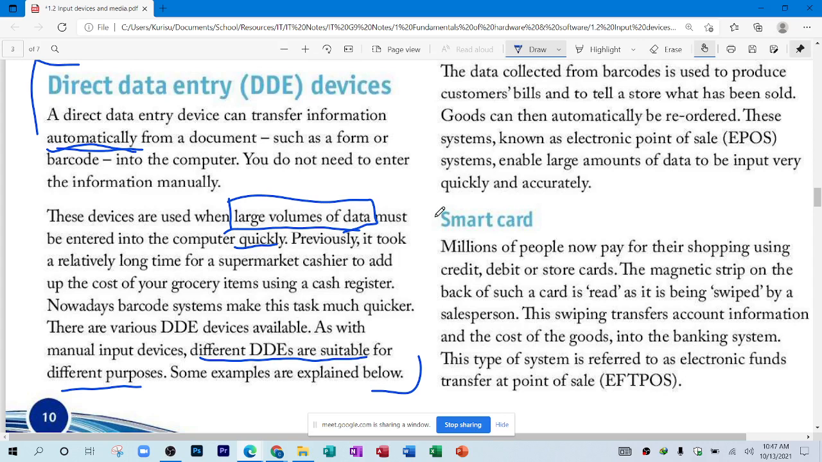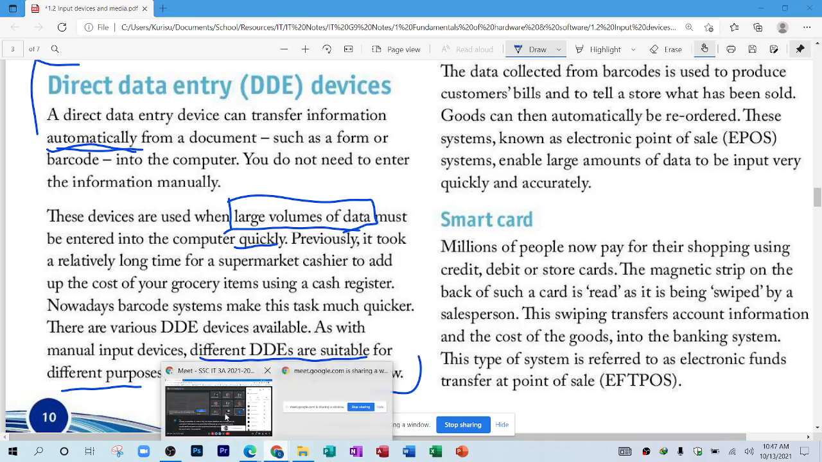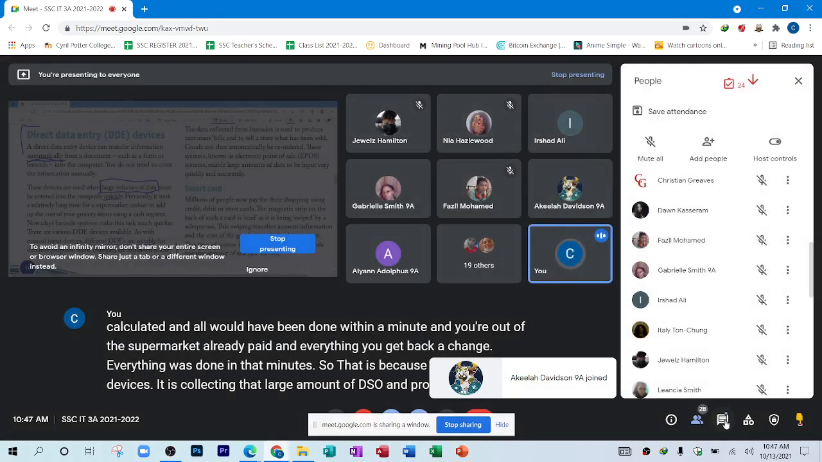And the data for that item would have been transferred into the computer. Everything would have been calculated, the VAT, the discount, the total, and all would have been done within a minute. And you're out of the supermarket, already paid and everything. You get back your change, everything was done in that minute. So it's because of direct data entry devices. It is collecting that large amount of data and processing it as quickly as possible.